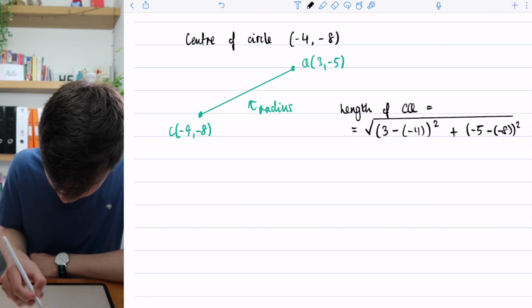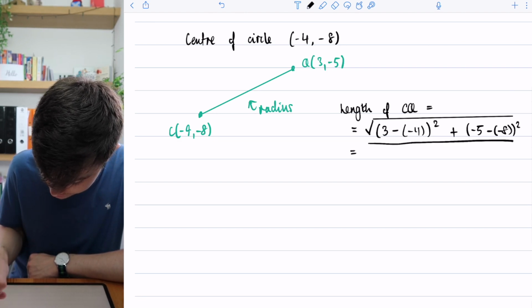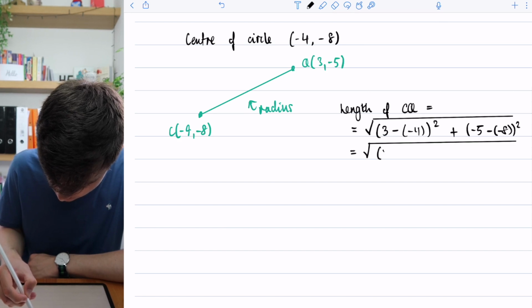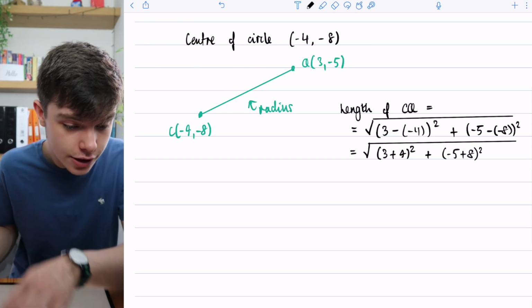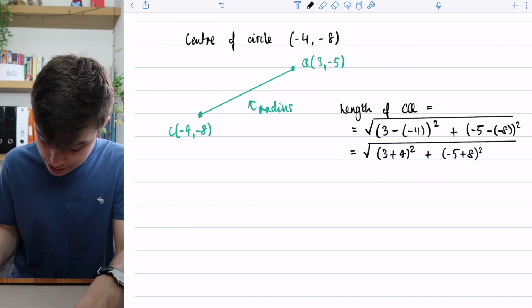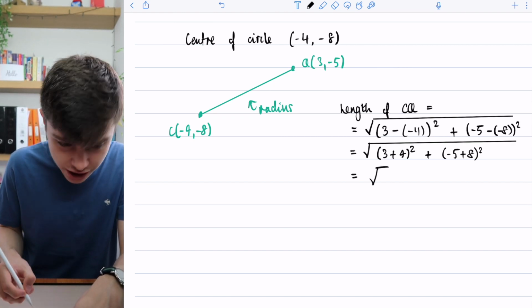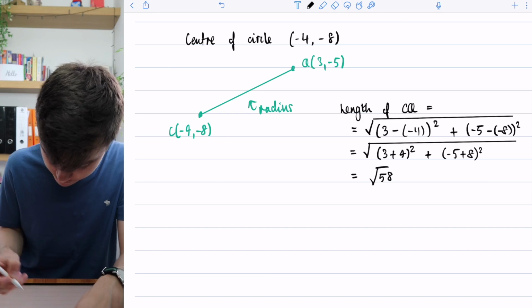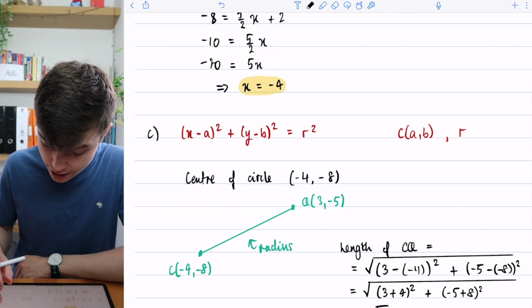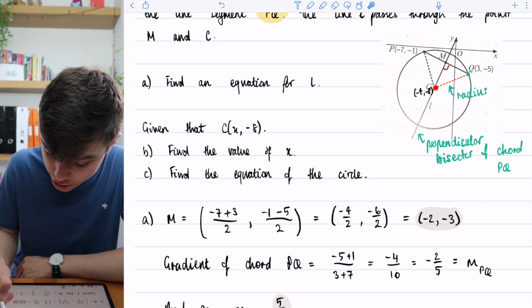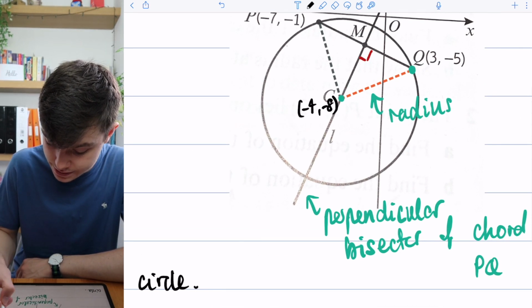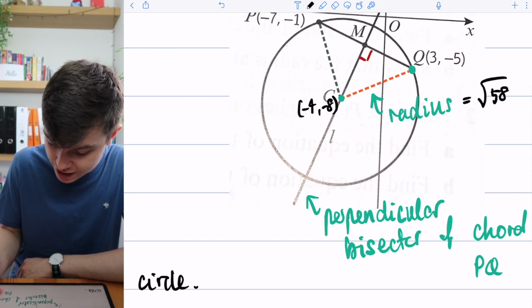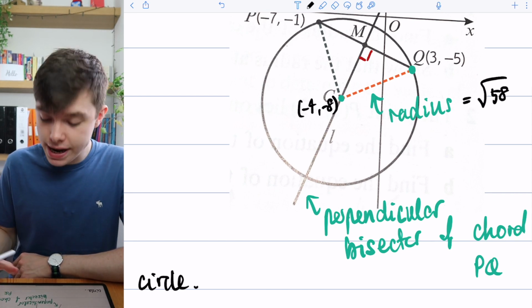That is going to be, let's see if I can do the maths here, 3 plus 4 squared plus minus 5 plus 8 squared. Let's just check that is correct. It is, and when you put it into a calculator, you get the square root of 58. So this length here, CQ, is the square root of 58. That's what the radius is, the square root of 58.